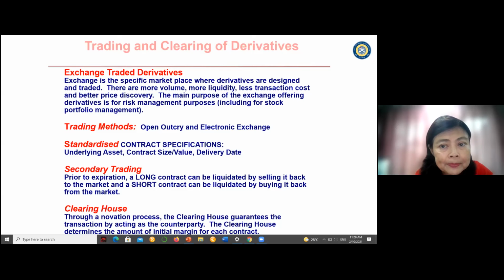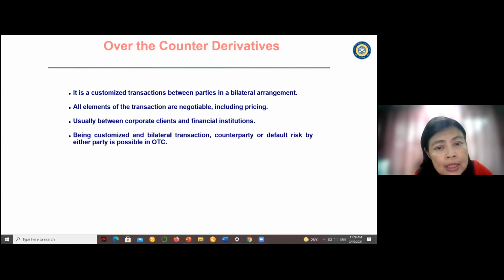Then over-the-counter derivatives are a two-party bilateral agreement, and everything is negotiable. Usually the banks would take the advantage here, so they will get the pricing to the advantage of the banks. And as it says, it's between corporate clients and financial institutions, that's the bank. And the default risk is very high. The bank can default, the corporate client also can default.